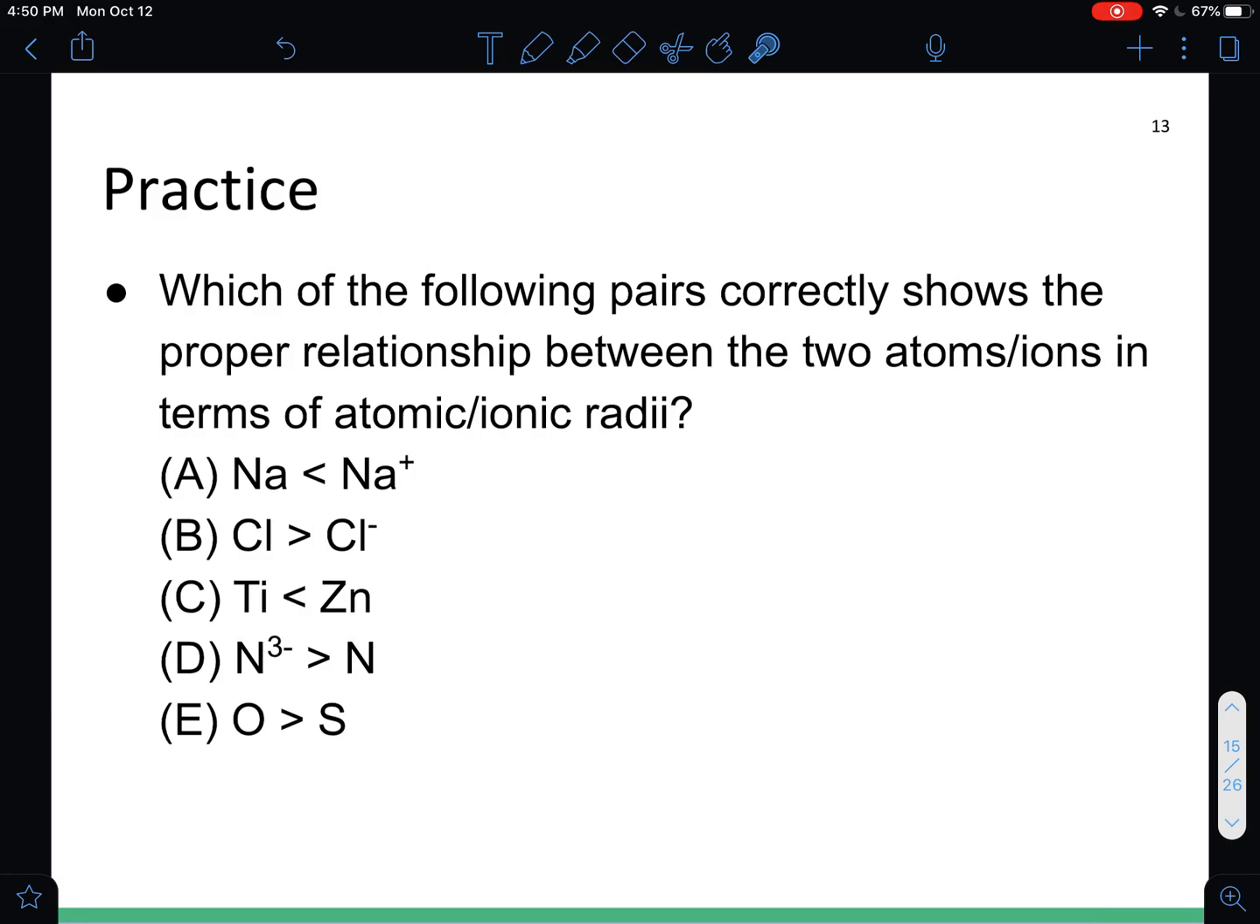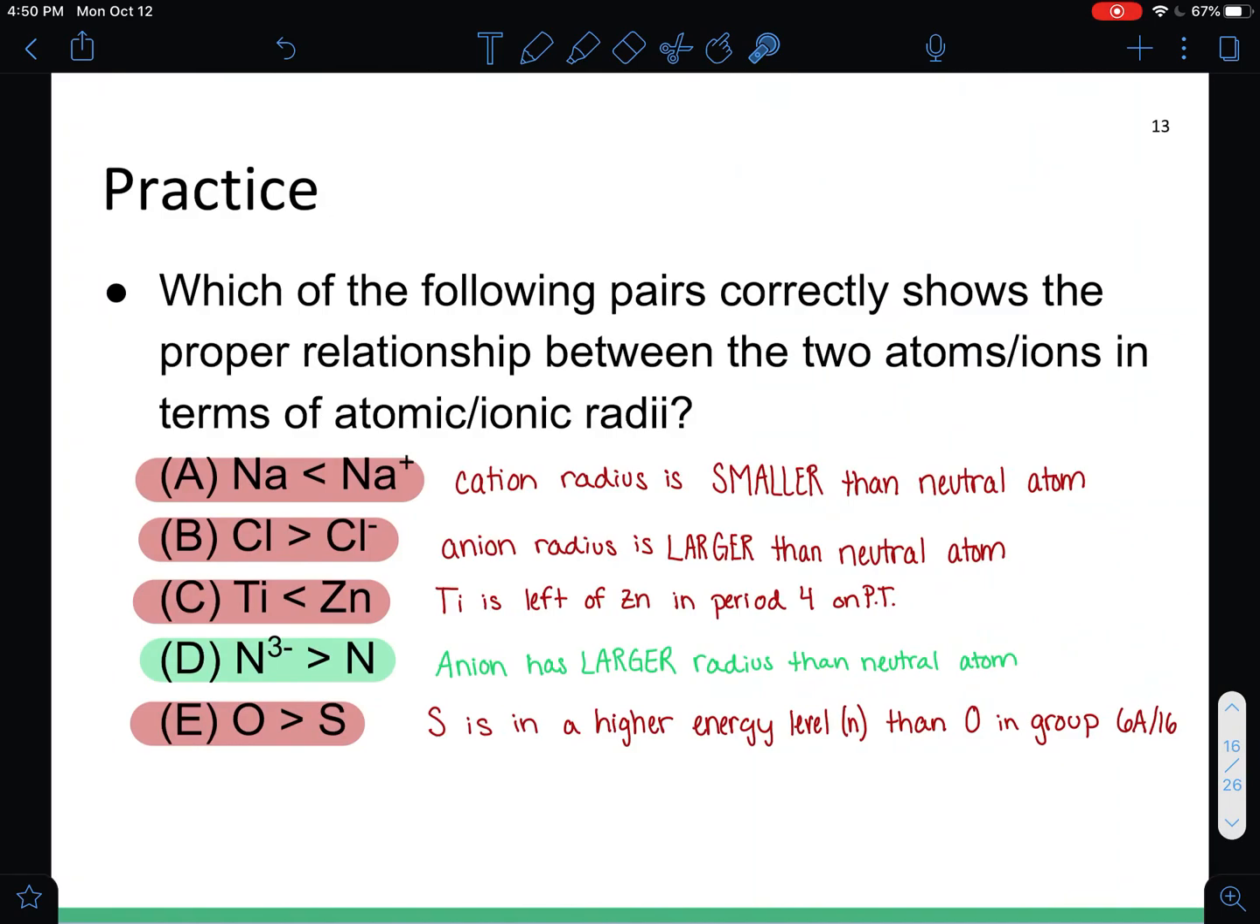Or sorry, not the larger atomic radius. Which ones show the correct relationship? All right, let's check your answers. So, A is incorrect. The cation radius is smaller than the neutral atom, therefore it should be going the other direction.